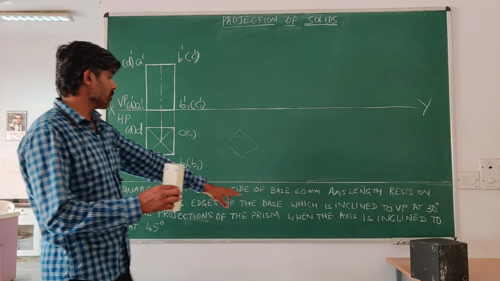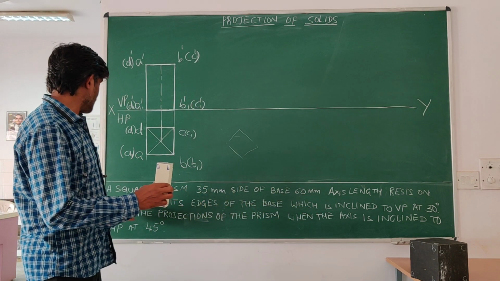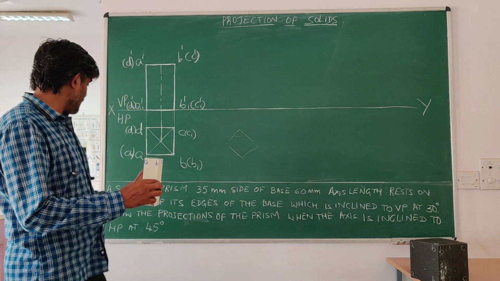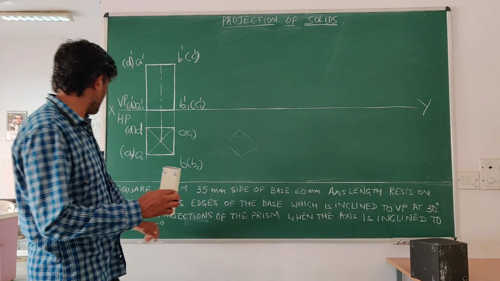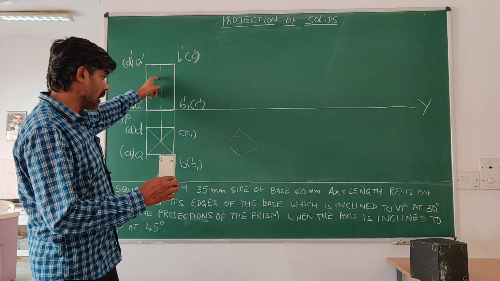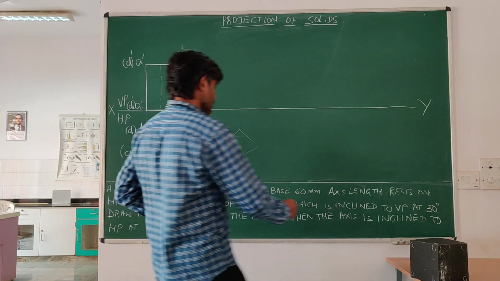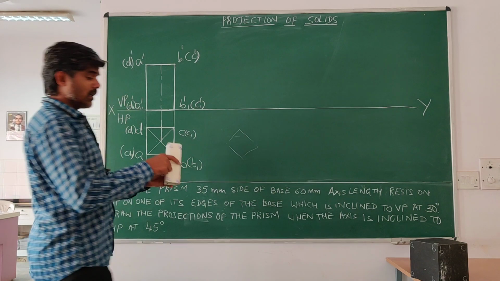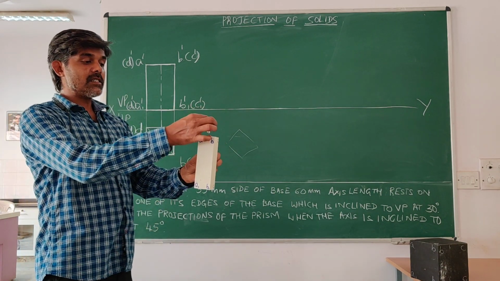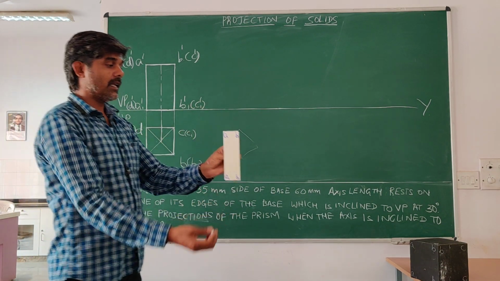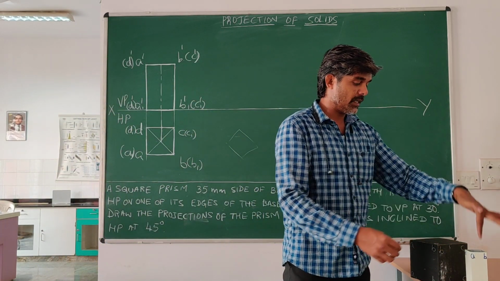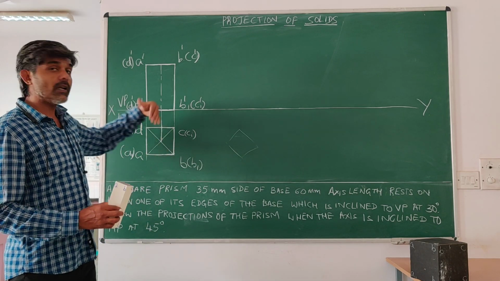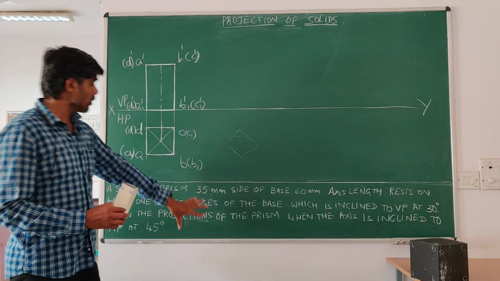The first condition he is saying is that it is resting on one of the edges of the base. Resting on the edge, and then one more condition is that the axis is inclined to HP at 45 degrees. Right now, the axis is perpendicular to HP. So it is not according to the given condition. Now let's modify it to achieve the second condition.